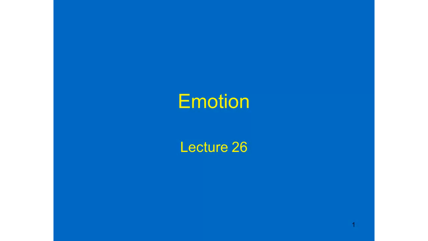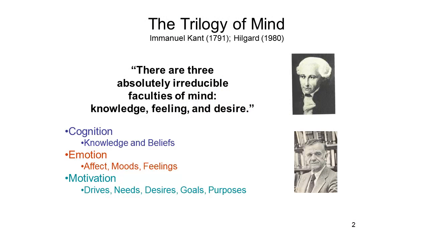Lecture 26, Emotion. Since the beginning of psychology as an empirical science, problems of cognition have been at the forefront of psychological research and theory. The 19th century psychophysicists like Weber and Fechner, the physiological psychologists like Helmholtz, and the earliest investigators of learning like Pavlov and Thorndike were all concerned with the philosophical debate between nativism and empiricism, and were interested in how we acquire knowledge. But cognition isn't all there is to the mind.